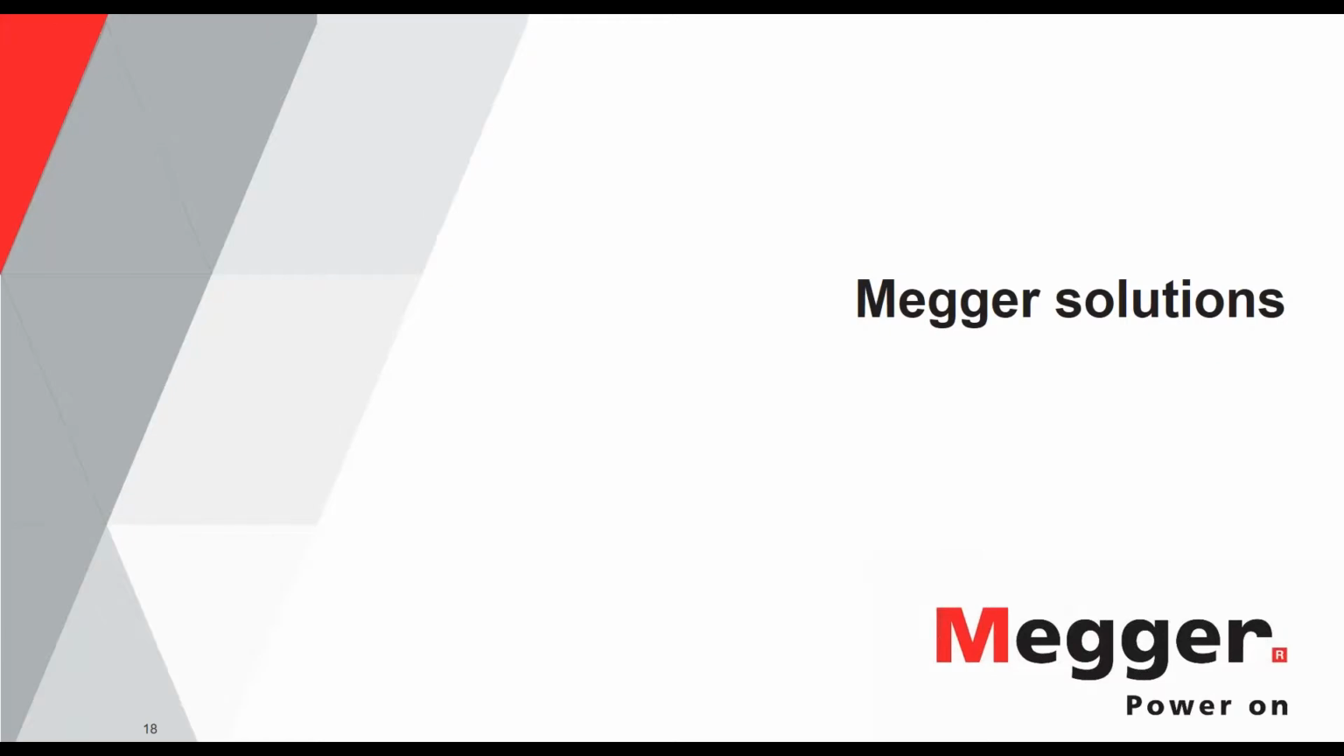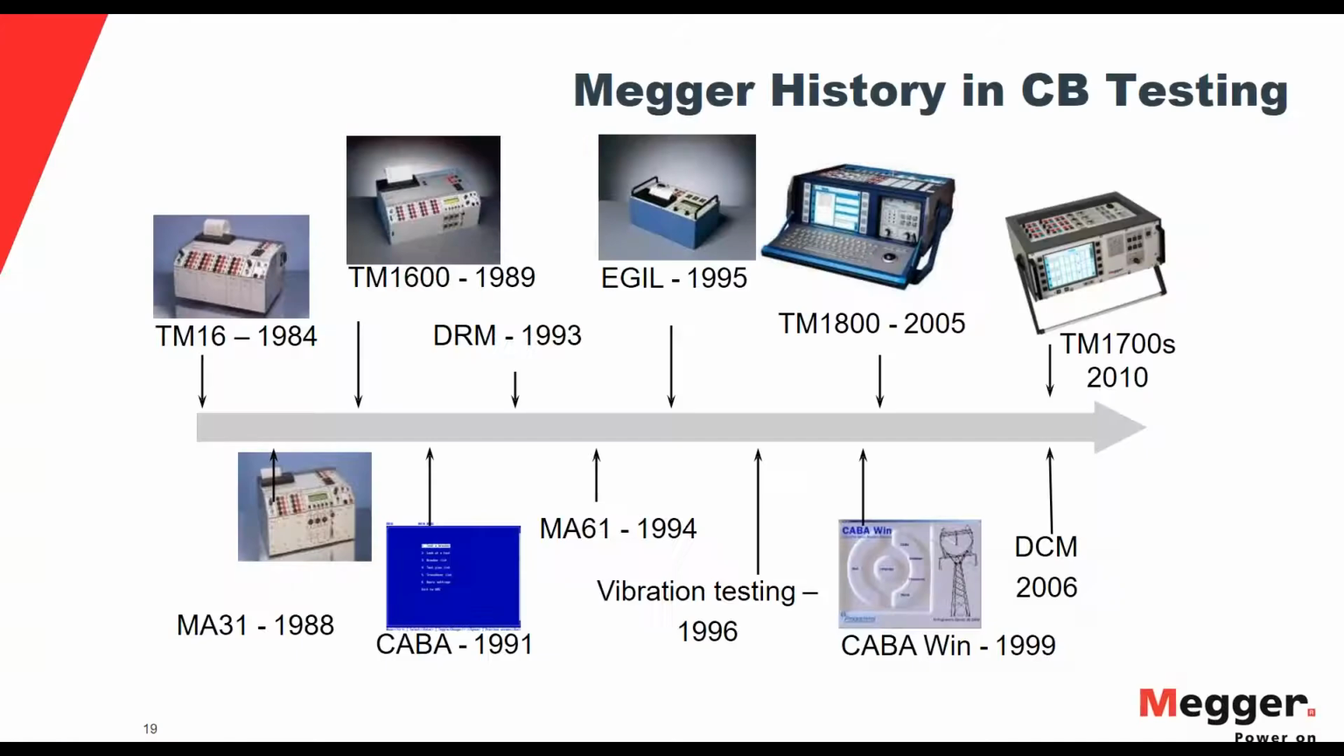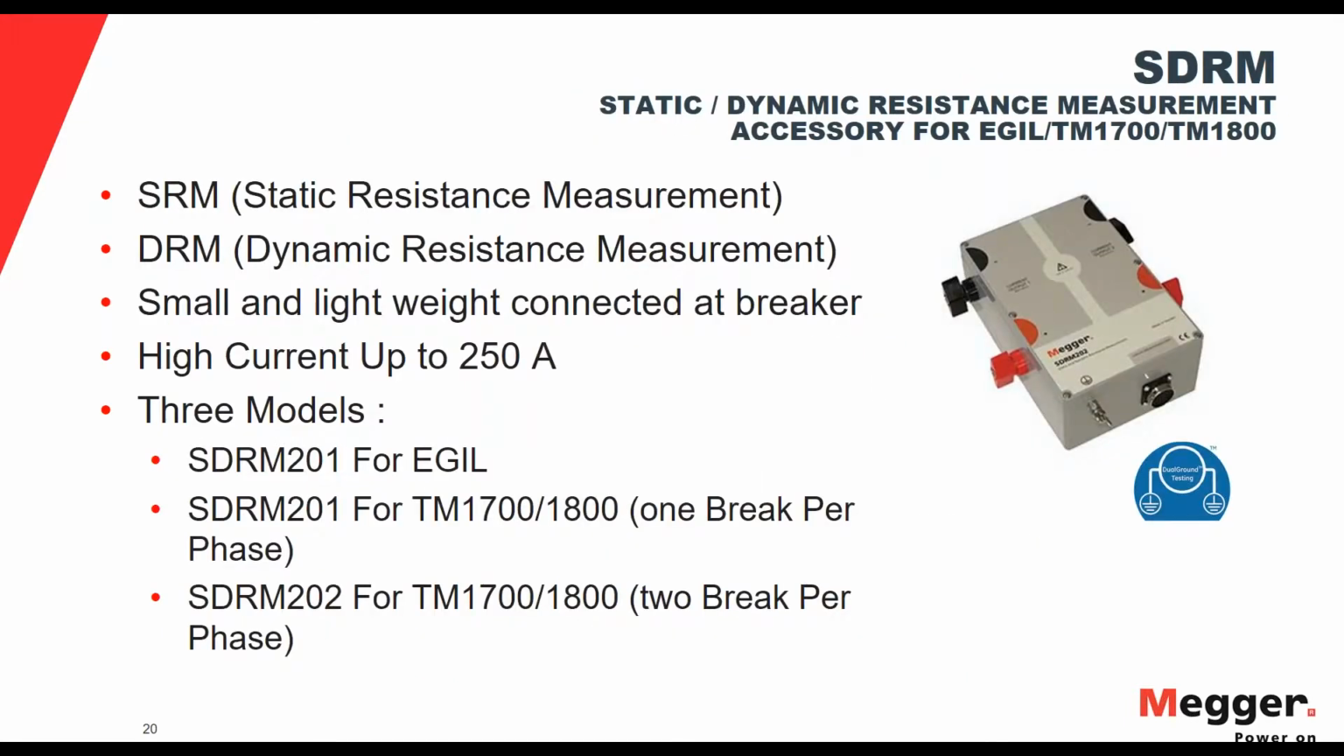So we'll go through some of the Megger solutions that can help you do both these tests. Megger has been very well known in producing circuit breaker analyzers for more than 30 years. This is some of our famous circuit breaker analyzer names. For example, the Eagle. This might be a very famous one. And also we have the TM 1800 and 1700.